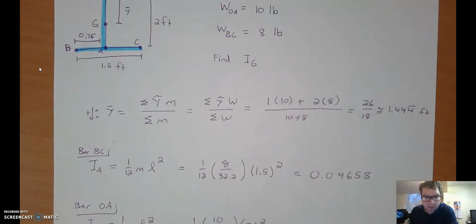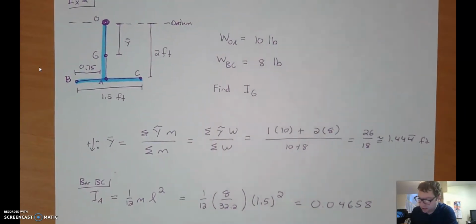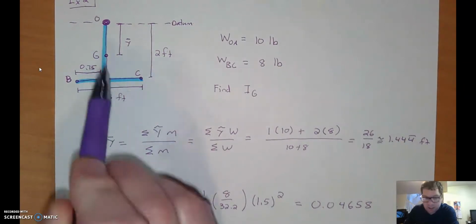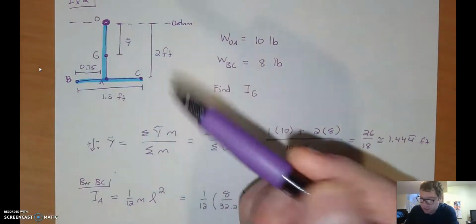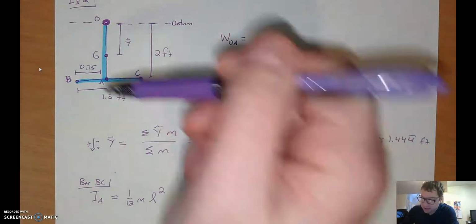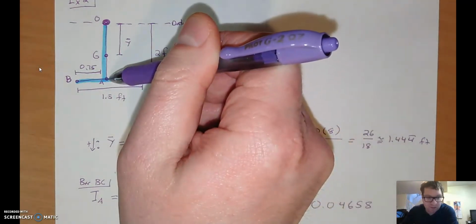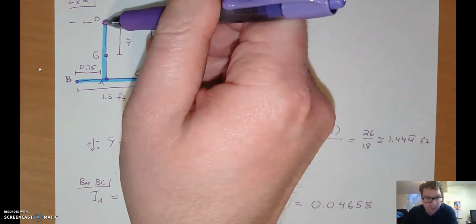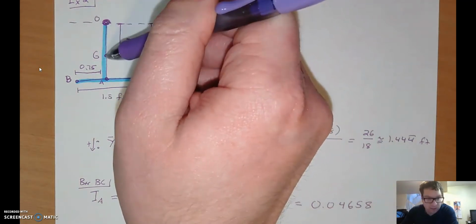So now what we want to do is try to find IG, but we have mass moments of inertia at multiple different locations. We want to find it here, and I found it here and here. So I need to combine my mass moment of inertia at A with my mass moment of inertia at O, so then I can use what's called parallel axis theorem to move them to G.